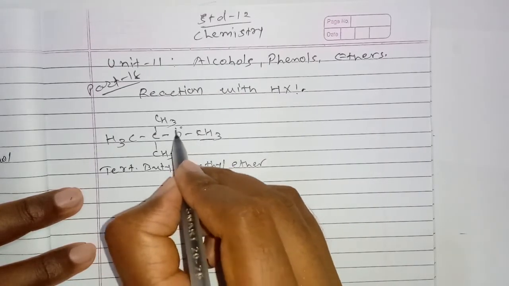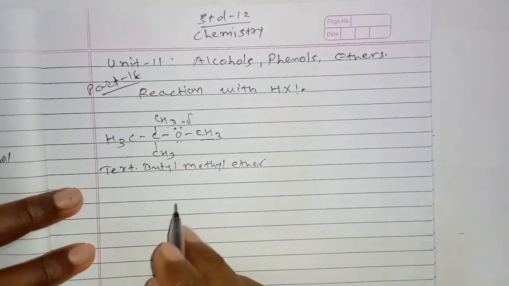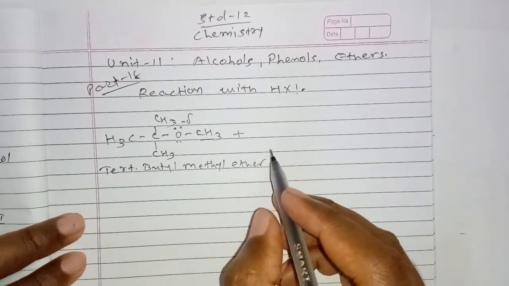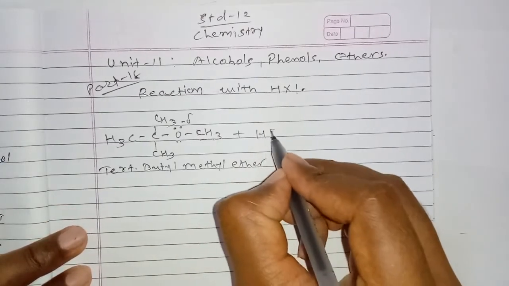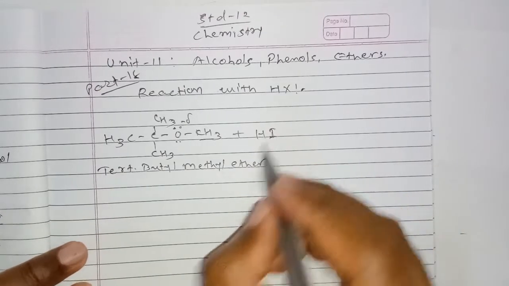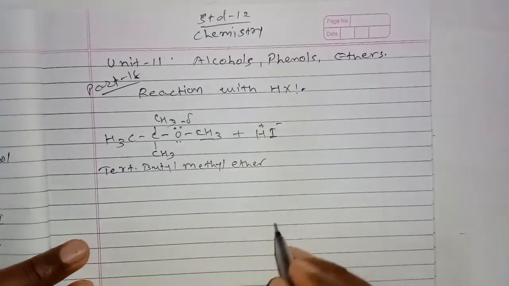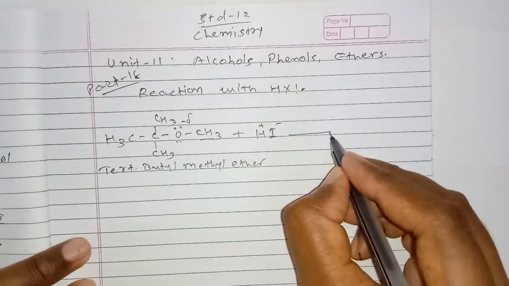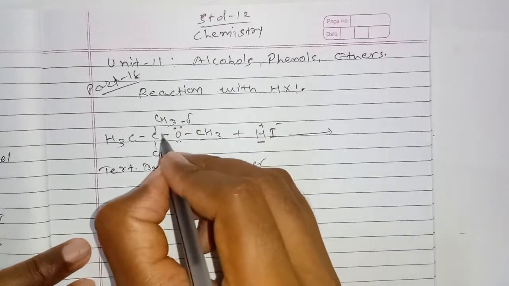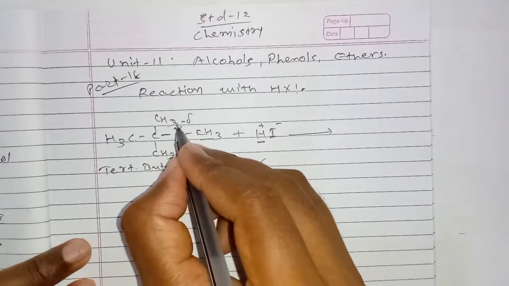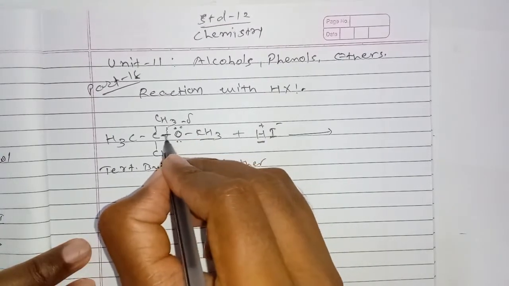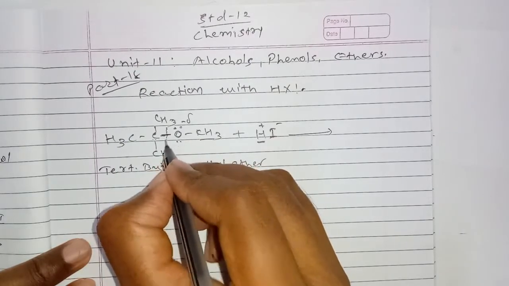Oxygen has two lone pairs of electrons and a partial negative charge, which reacts with hydrogen iodide acid. This will be positive and this will be negative. This positive will attack on oxygen, and the bond between carbon and oxygen will break.